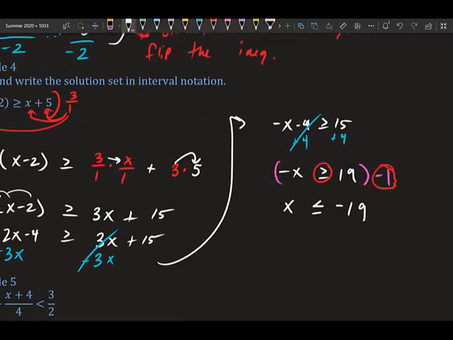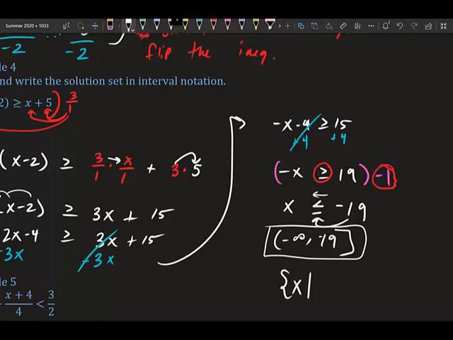So this is a single inequality. The arrow is pointing to the left, so the left means negative infinity to negative 19. Now with negative 19, there is a line underneath, so it's a bracket. In set builder notation, it would be x such that x is less than or equal to negative 19.